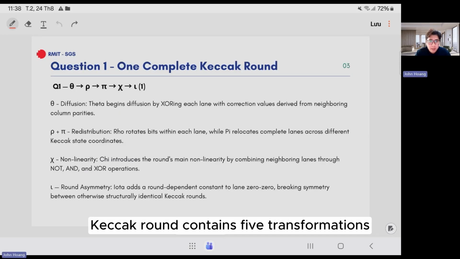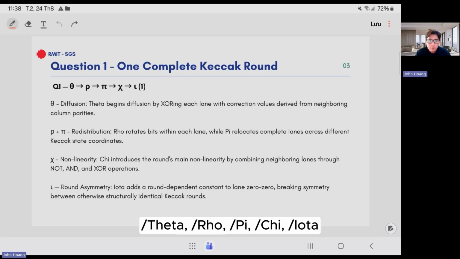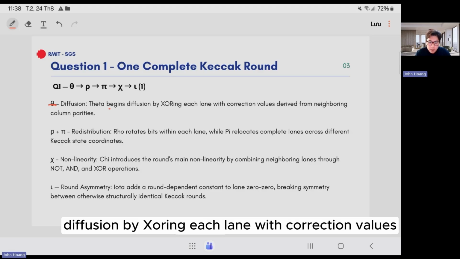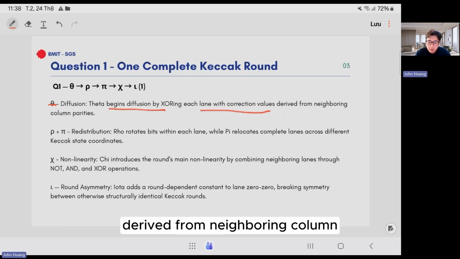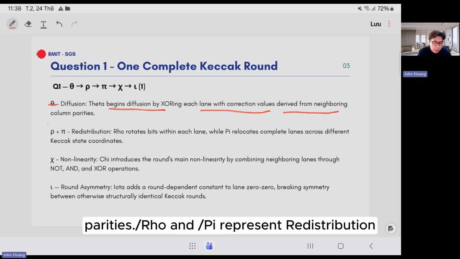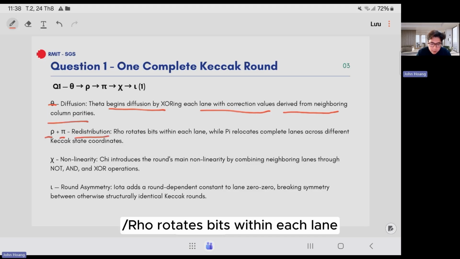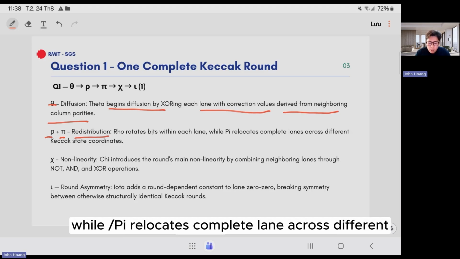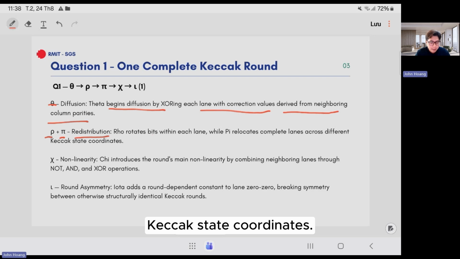A Keccak round contains 5 transformations: theta, rho, pi, chi, and iota. Theta begins diffusion by XORing each lane with correction values derived from neighboring column parities. Rho and pi represent redistribution. Rho rotates bits within each lane, while pi relocates complete lanes across different Keccak state coordinates.